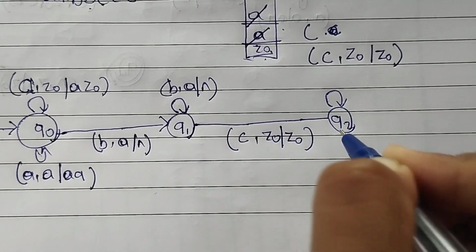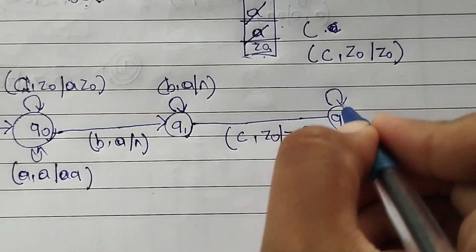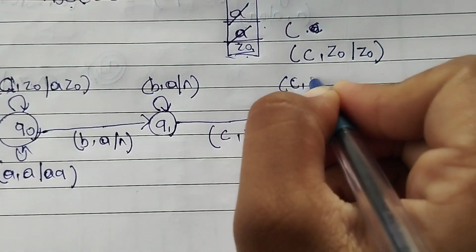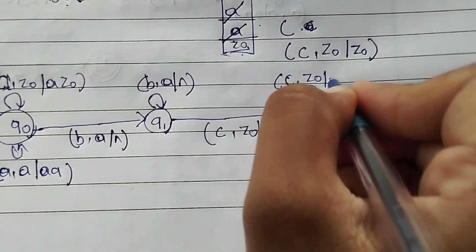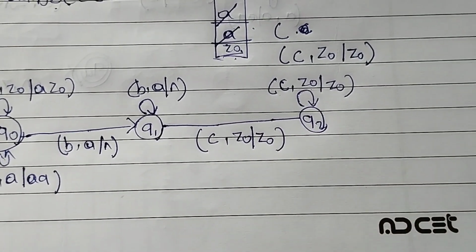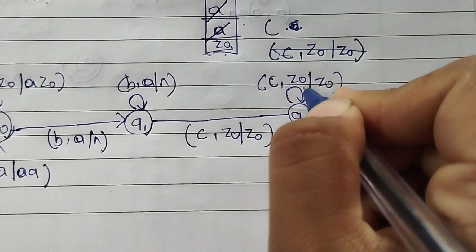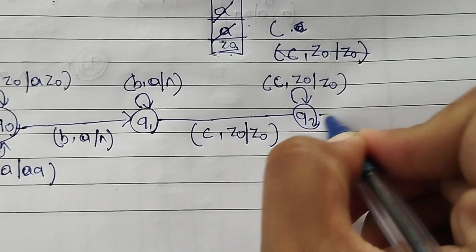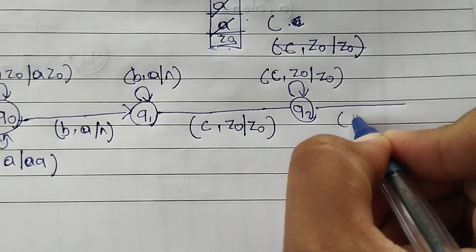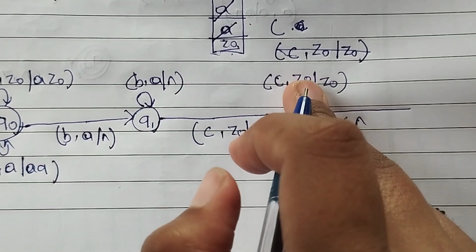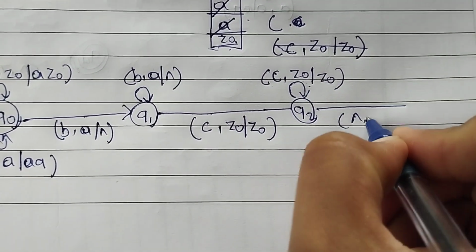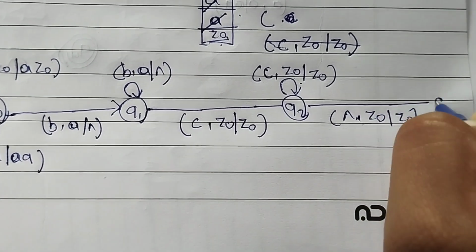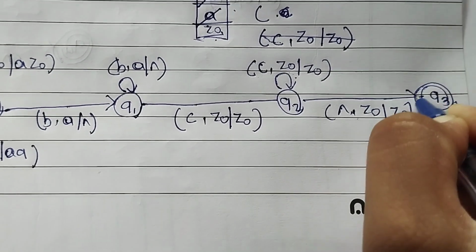Here, n number of C's come into the picture. So the transition is: initially Z0 is present, we read C, and keep Z0 as it is. This is not part of this transition. So C Z0 is kept as it is, and the final state is null. Now everything is completed here, only Z0 is present, so null Z0, and we are in the final state, the Q3 state.